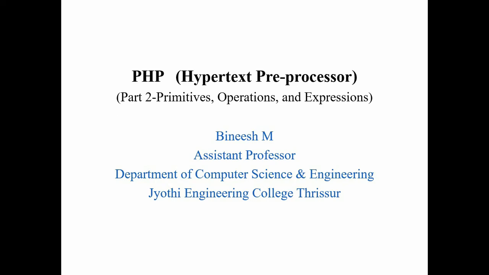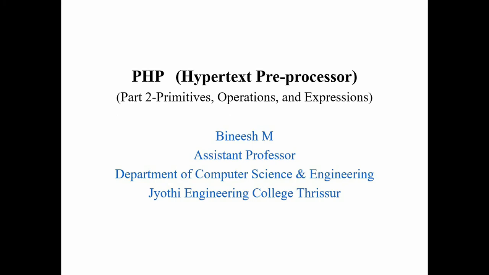Today we have the part 2 section of PHP, that is, we'll be discussing primitives, operations and expressions. In the previous section we discussed the importance of PHP in web development. In order to develop with PHP, we need a programming environment. There are different types of environments available like SAM, WAM, LAM, but we have selected SAM because it is a cross platform programming development environment. And now you know how to run a very simple program.